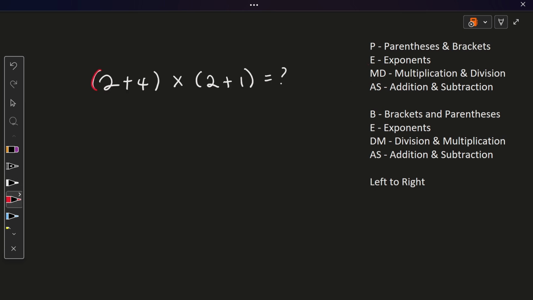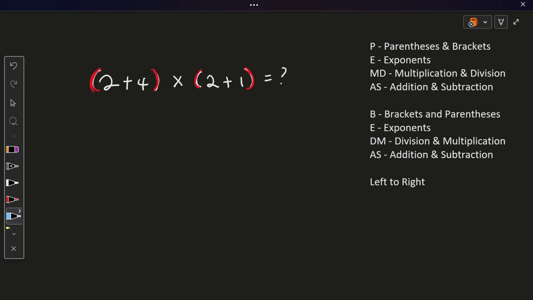What happens when we have more than one set of brackets in the same question? Well, in this case, we would follow the same left to right rule that we use for operators in the same tier of PEMDAS or BEDMAS. When two brackets are of the same tier, meaning that one set of brackets is not inside of the other, we simply want to solve from left to right.